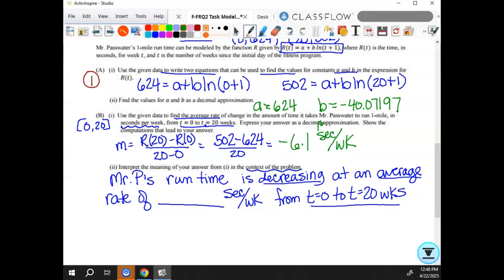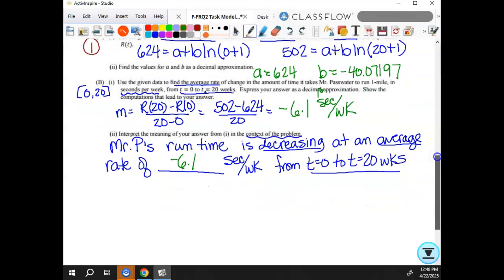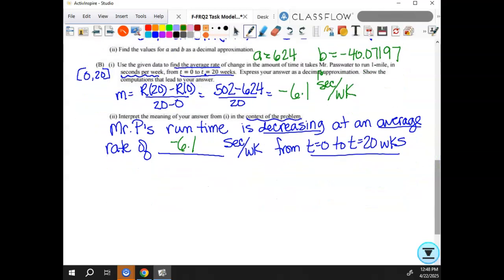I also needed it down here. So now all I have to do is this negative 6.1. I don't have to muddle through all the words again. And this time it didn't matter if I put m there or not because I didn't need to use it again. But, okay. What questions do we have? Anything? We good? All right.